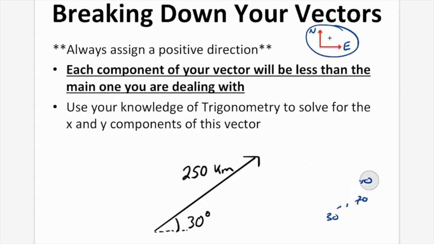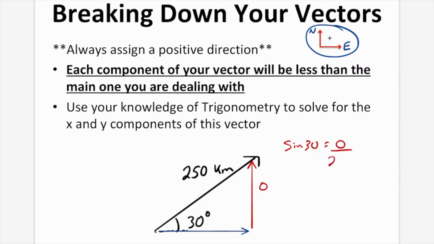So let's break it down here. I'm going to use two different colors. I'm going to have red for my vertical, and I have blue for my horizontal. Now to find the red, if we use trig, this is the opposite side, so we can use sine. So we can say sine of 30 equals opposite over hypotenuse, which is 250.